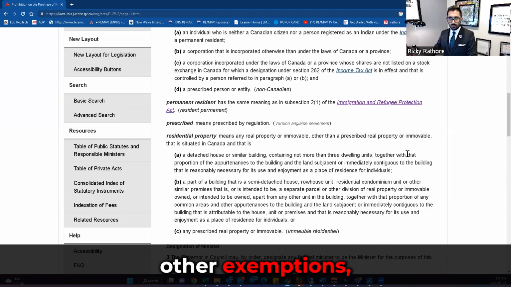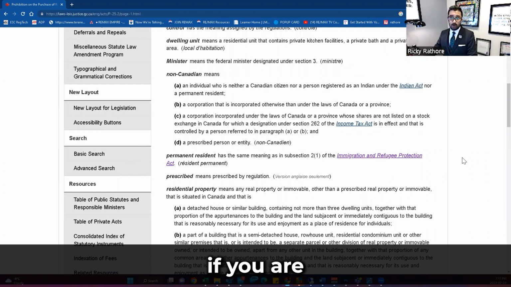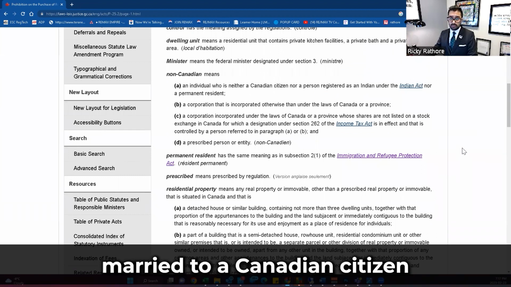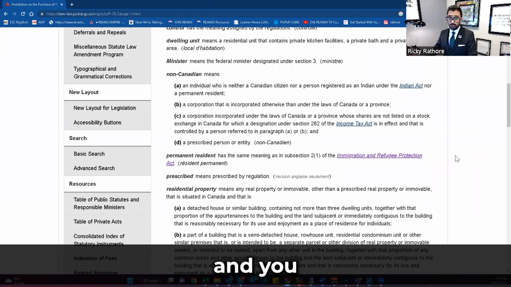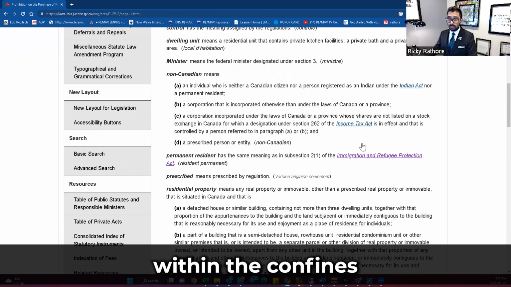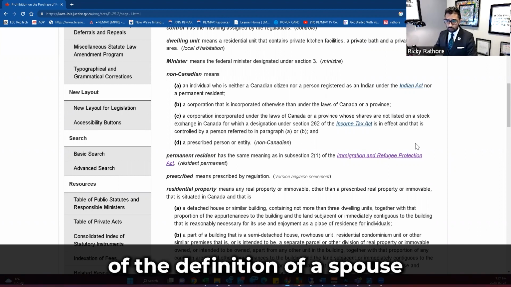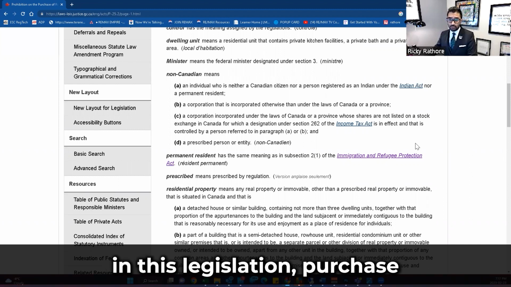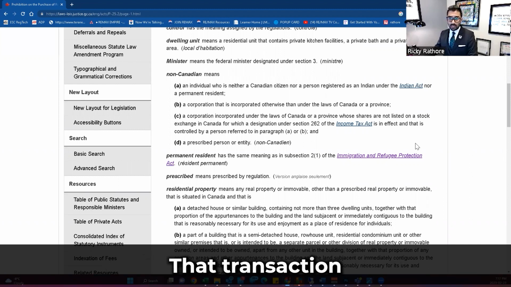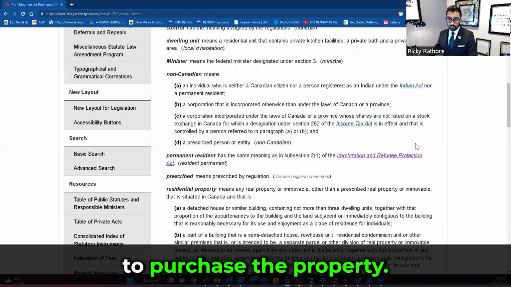Now, going over the other exemptions, if you are married to a Canadian citizen or a permanent resident, and you and your spouse, either cohabiting spouse or common law spouse, within the confines of the definition of a spouse in this legislation, purchase a principal residence, that transaction would be exempt and you would be able to purchase the property.